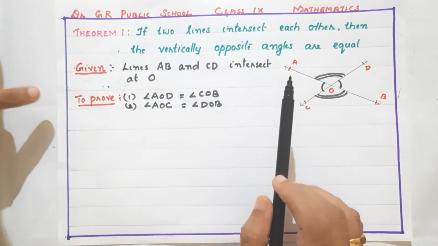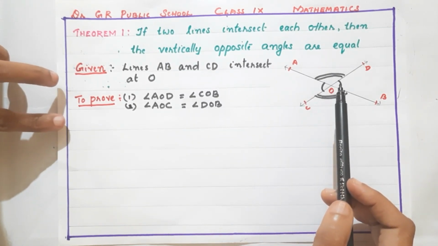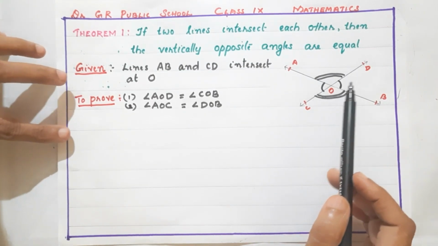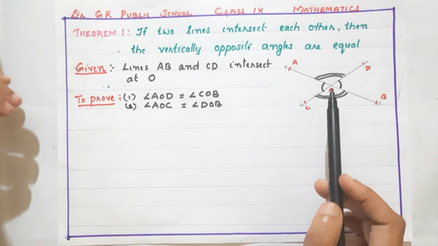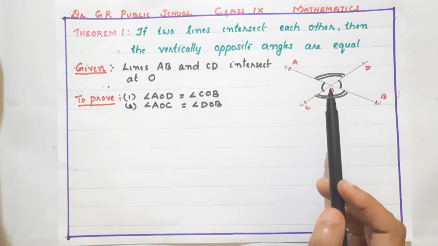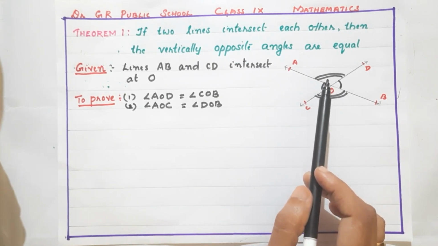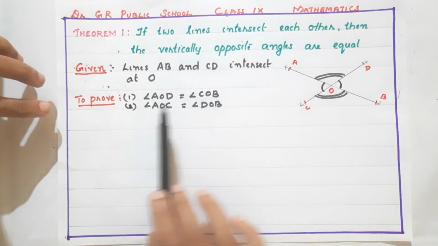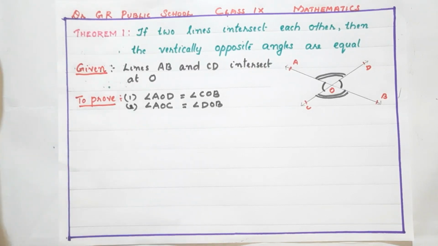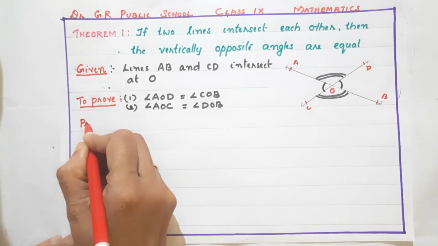See, a theorem means a statement which can be proved by using known things. Before studying vertically opposite angles, we have studied linear pairs. So here also we are applying that property of linear pair angles to prove this theorem. So for that, next heading we are writing as proof. Next heading, proof.